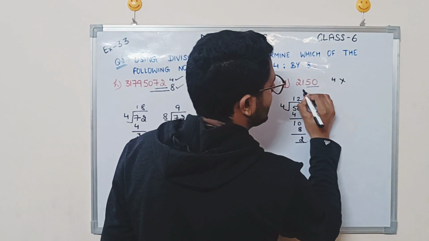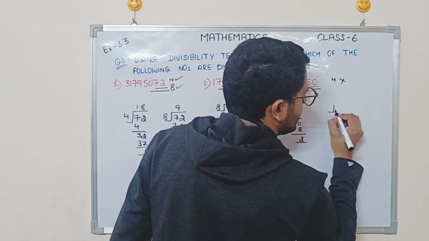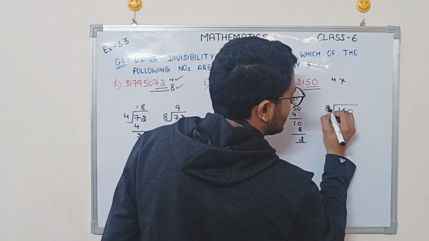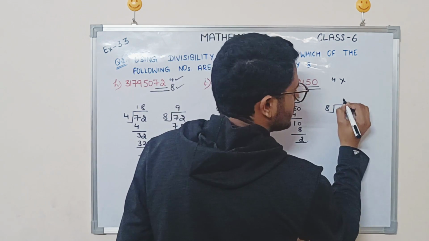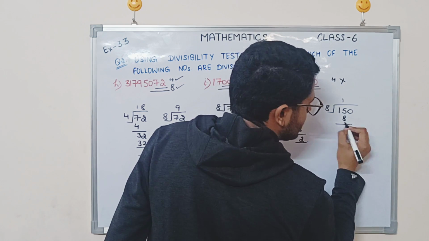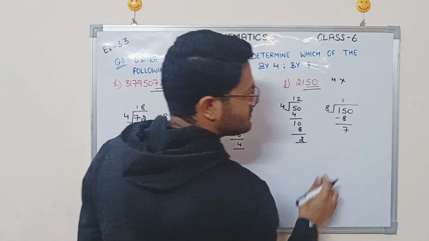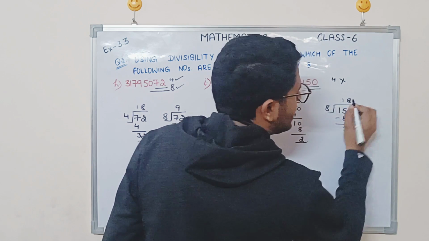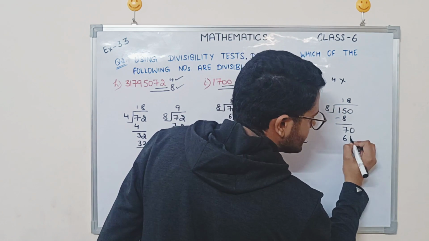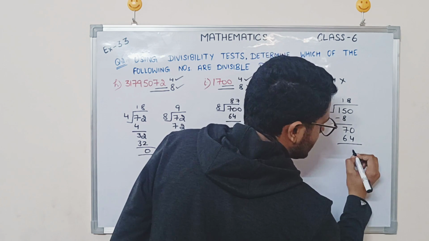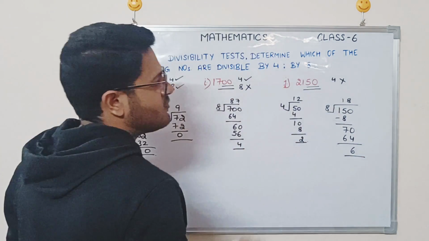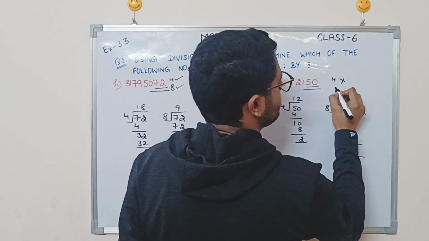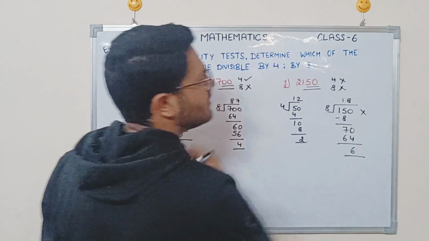Next, last three digits, 150. For divisibility by 8, we will divide this by 8. So it will be 8 ones are 8, 7. Taking the 0, next will be 8 eights are 64, and the remainder will again be 6. So 150 is not divisible by 8, therefore 2150 is not divisible by 8.